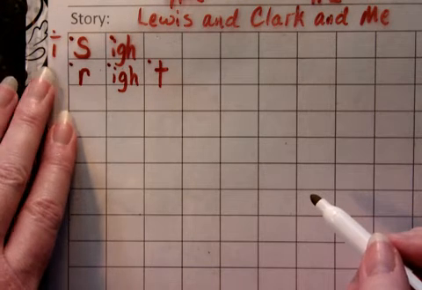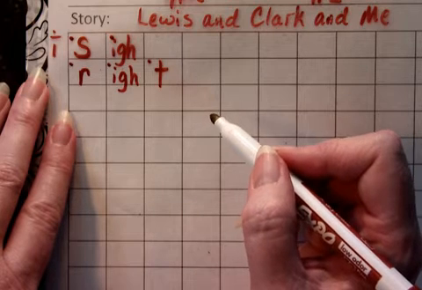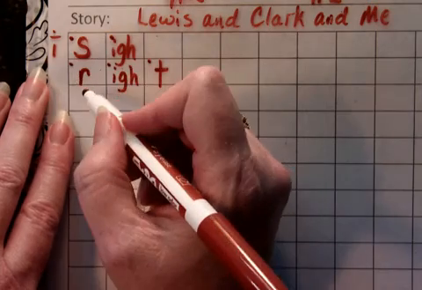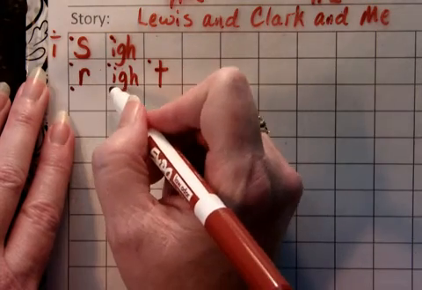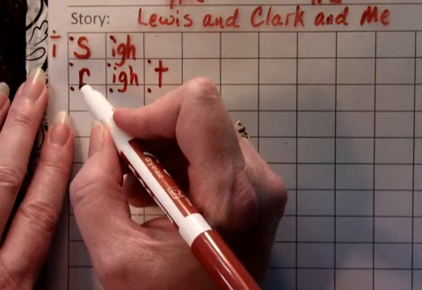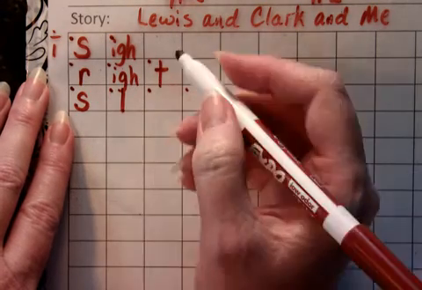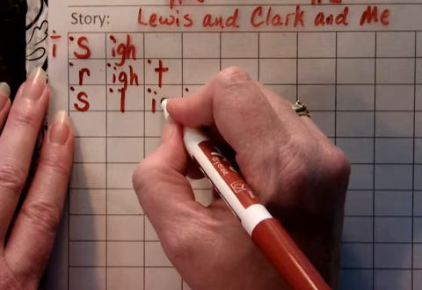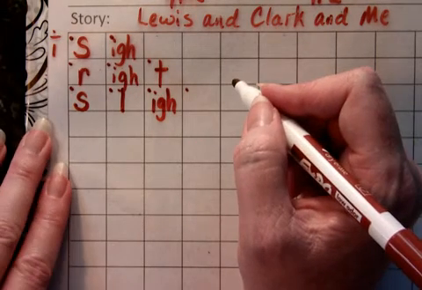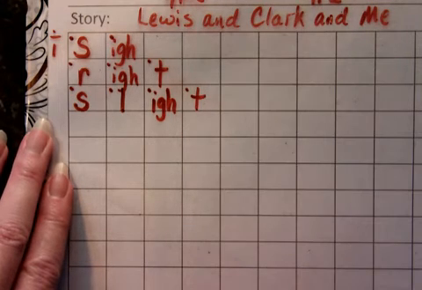Slight. It will rain very slightly. That means just a little bit. Slight. S-L-I-T. The first sound is S. Then L. Then I, I-G-H in one box. And the next sound is T, slight.